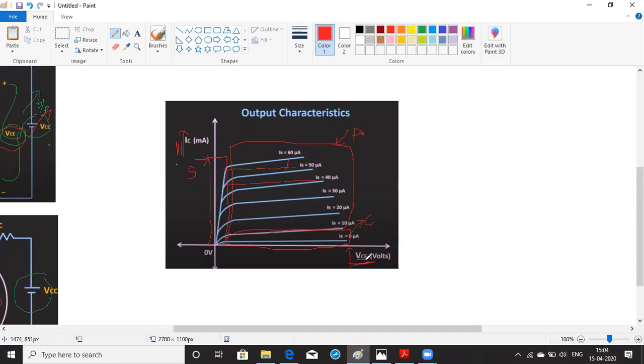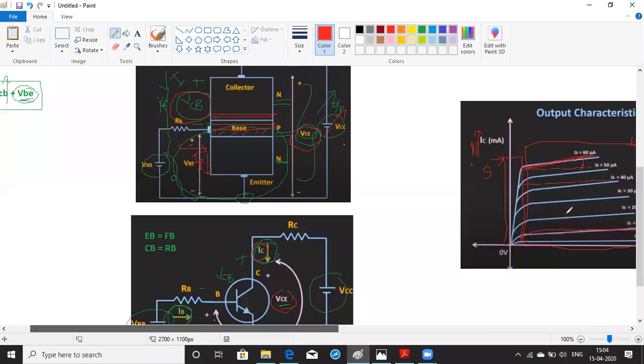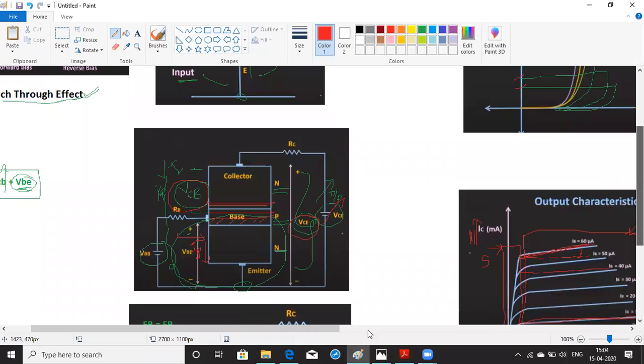When you are increasing this VCE voltage, the collector current is also increasing, which you can see in this characteristic. So why is it increasing? I have already told you, when we increase this VCC, the VCE will also increase. When the VCE is increasing, the collector current is increasing. Why is the collector current increasing? Because the base width has now become narrow.